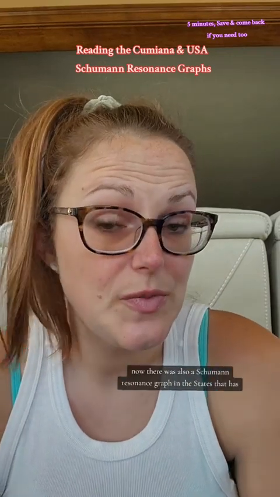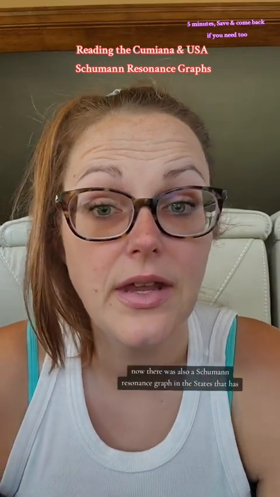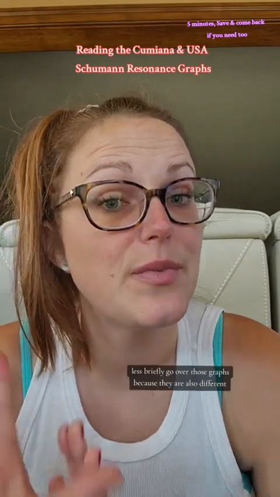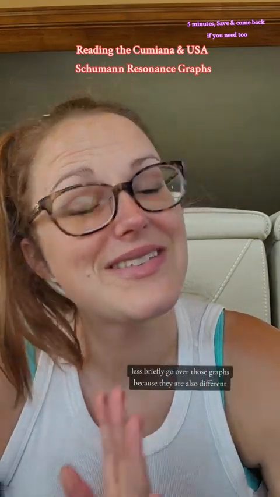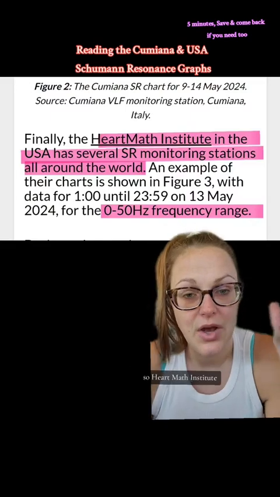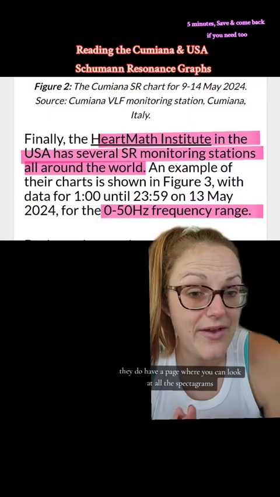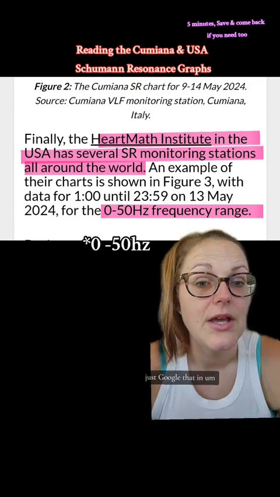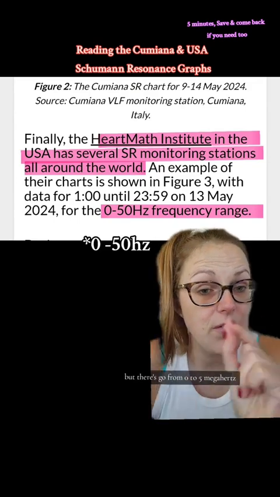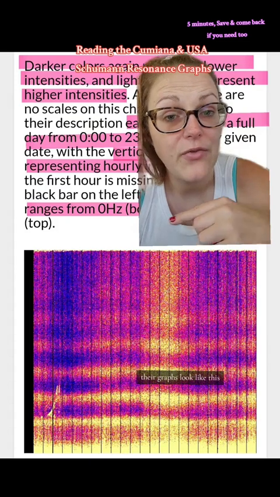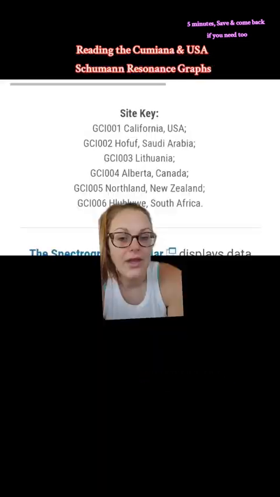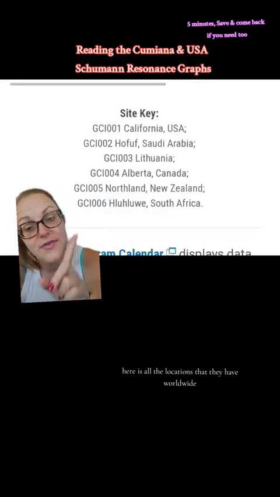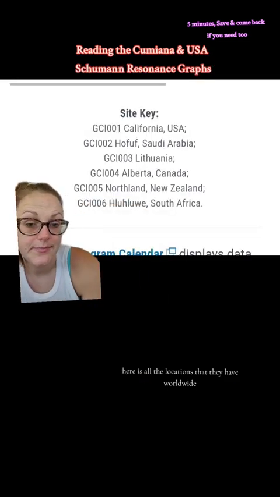Now there's also a Schumann resonance graph in the States that has stations all over the world. Let's briefly go over those graphs because they are also different. So the HeartMath Institute does have a page where you can look at all the spectrograms. Just Google that in. But theirs go from 0 to 5 megahertz. Their graphs look like this. Here are all the locations that they have worldwide.